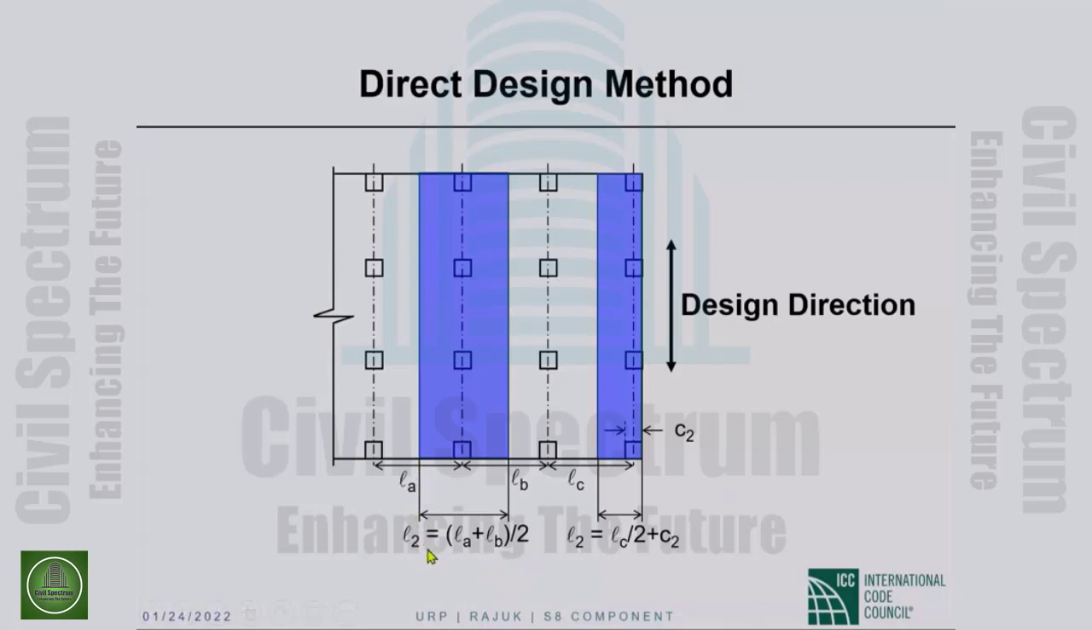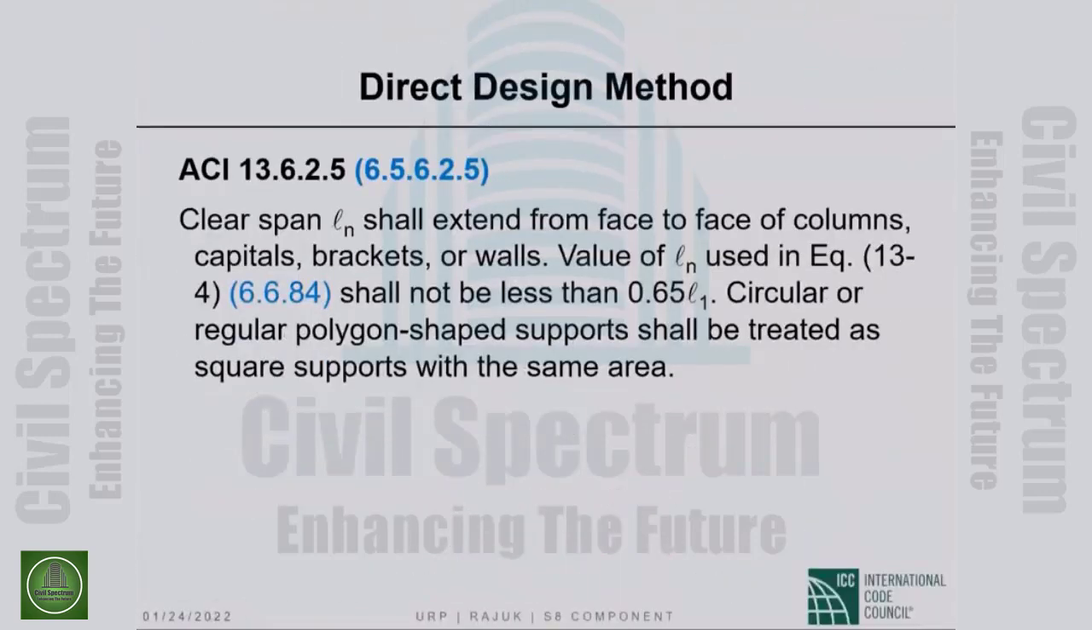This is what we were talking about, the average. The L sub 2 would be the average of L sub A plus L sub B. And the picture is pretty explicit. I don't know that I can add anything to that.